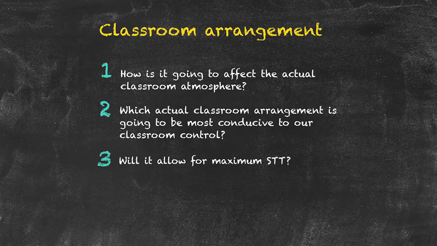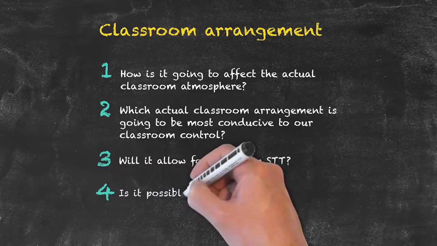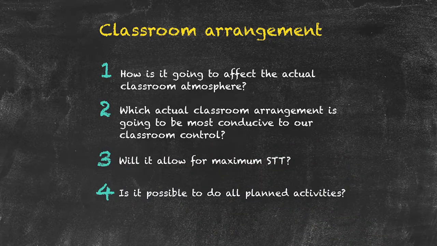And finally, is it possible with the particular classroom arrangement that we've got to do all of the planned activities that we have created for this lesson? So before you actually arrange the classroom in any particular way, ask these questions of yourself and think about the physical space, the age of the students, and so on and so forth. And from those parameters, decide which classroom arrangement is going to be best.